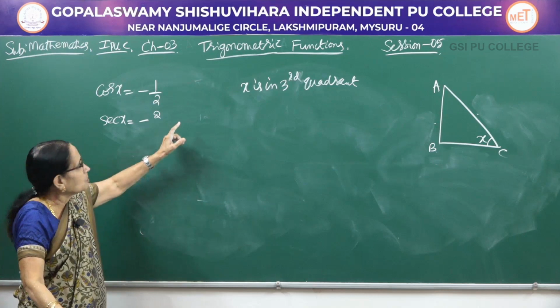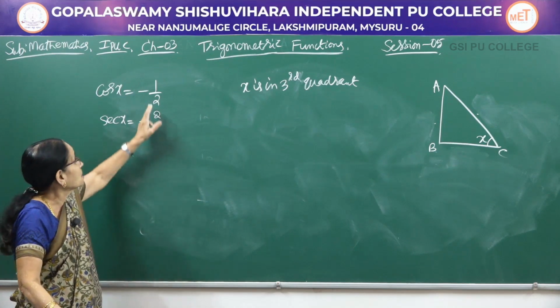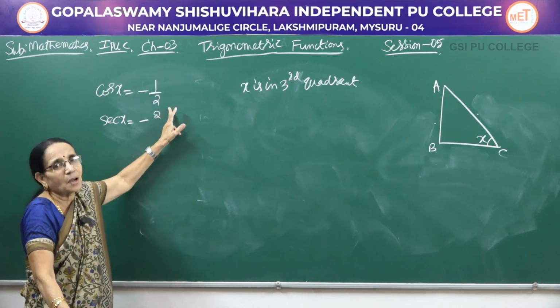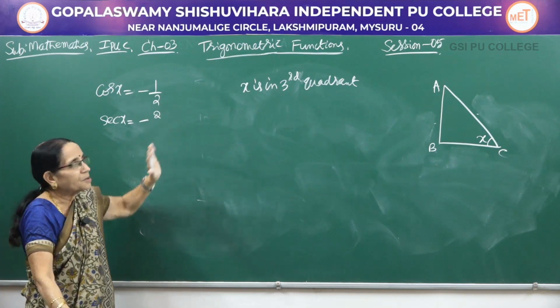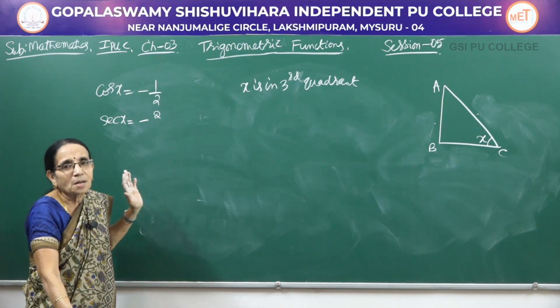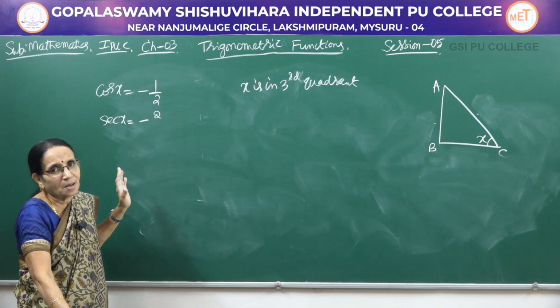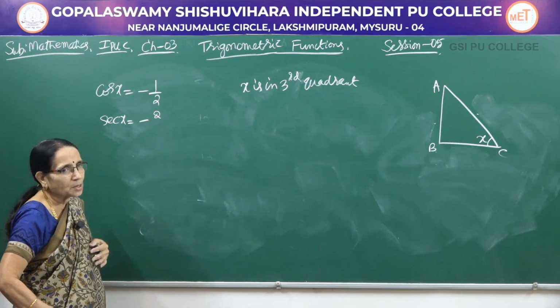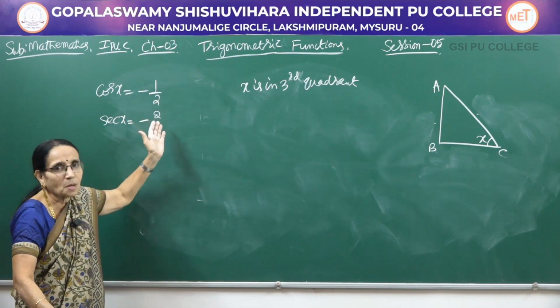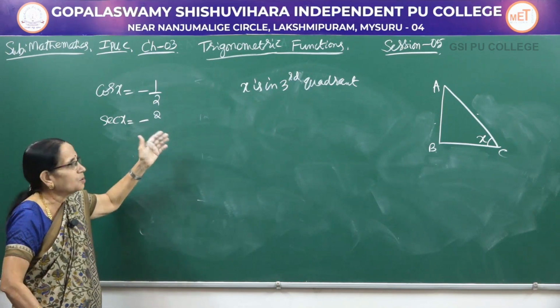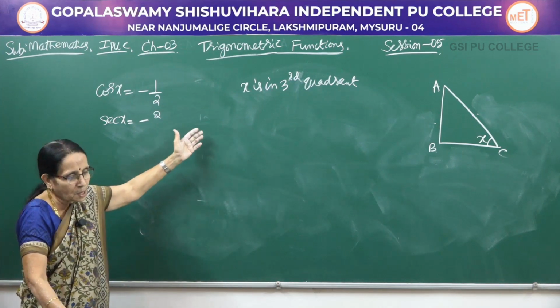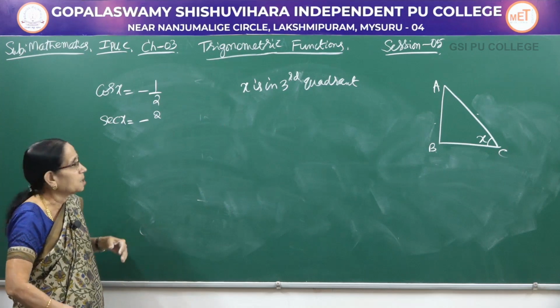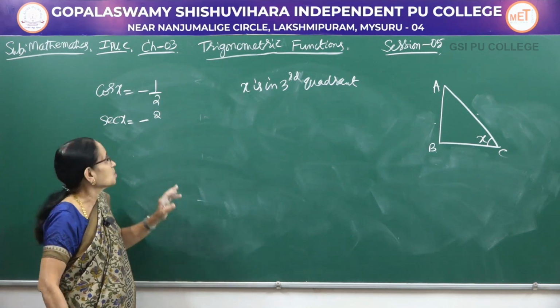In this particular problem, you can see that half is a standard value, isn't it? Cos theta is equal to half means theta is equal to 60 degrees. But since we are following the same procedure, in this particular problem it has been given as a standard value, but you might have observed in all the previous ones, it was not given so. Therefore, better you follow the same procedure.